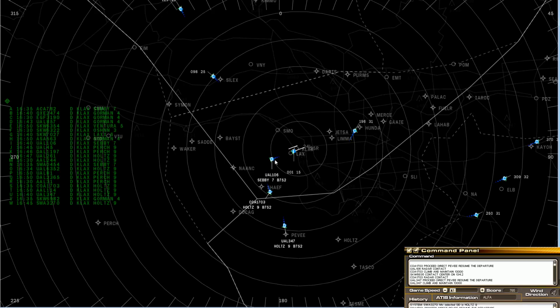Depends on the aircraft, of course, but usually these are very heavy aircraft, 747s and so forth, that climb somewhat sluggishly.